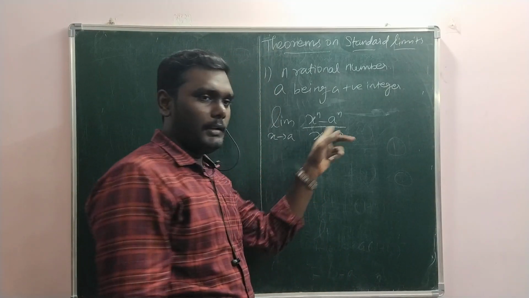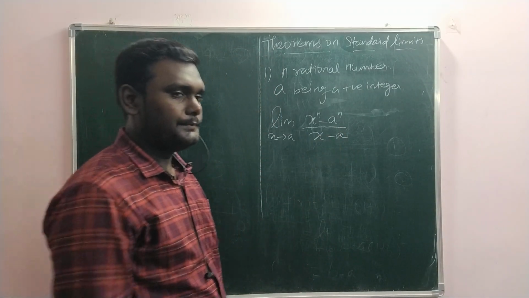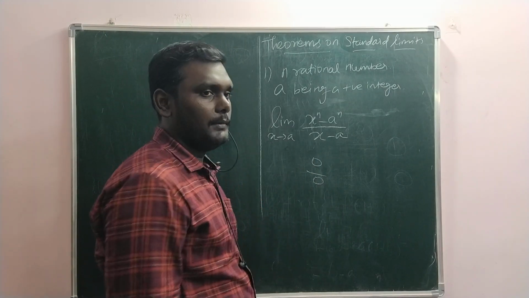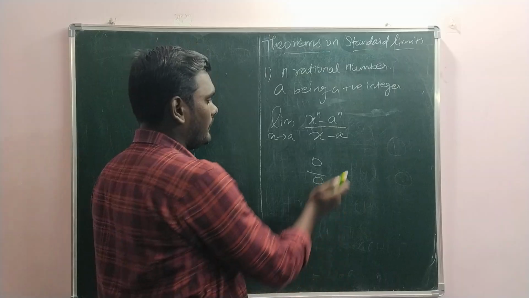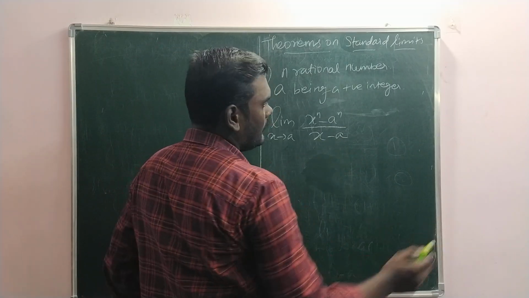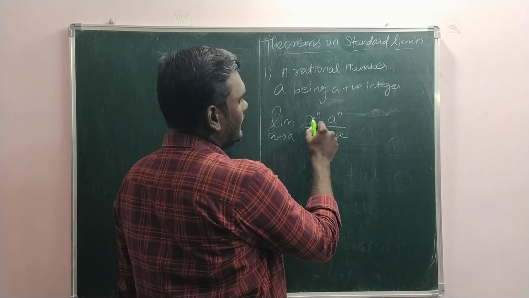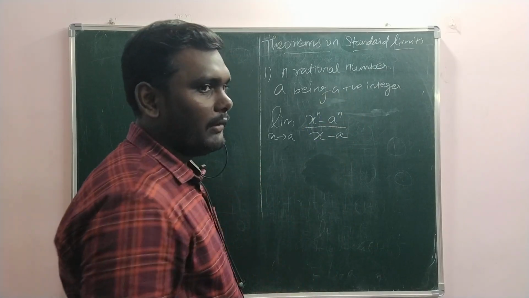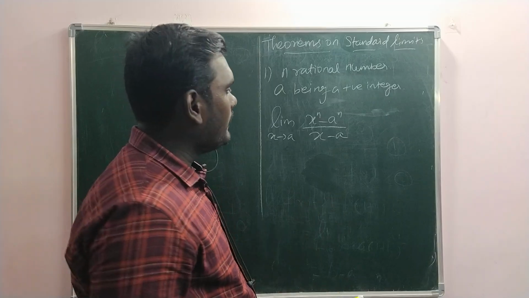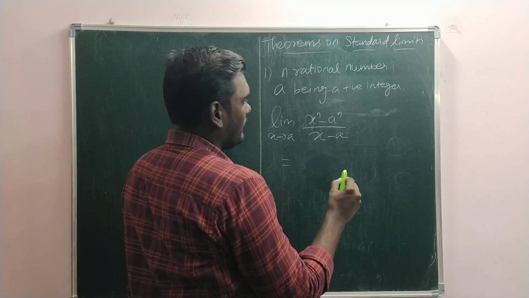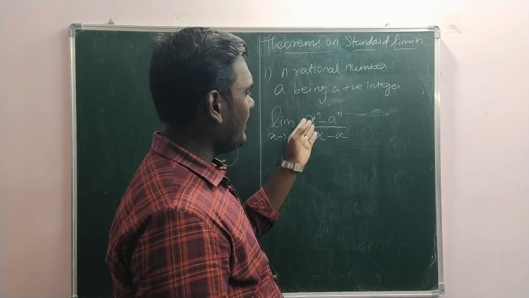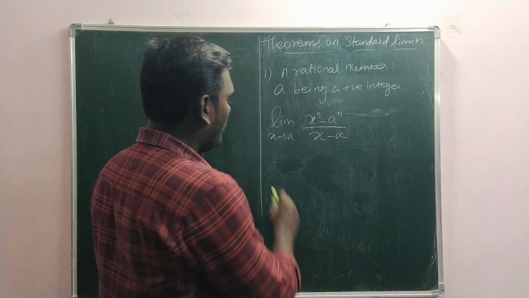Now if you apply a in the place of x, what will you get? 0 by 0, an indeterminate form. So we'll try to factorize it. This is the a^n - b^n formula, and we have an expansion for that. Using that expansion, we can expand it. Or else we can use L'Hopital's rule.